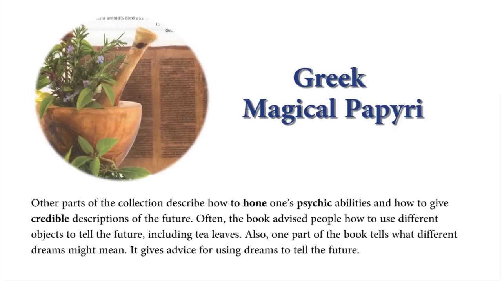Other parts of the collection describe how to hone one's psychic abilities and how to give credible descriptions of the future. Often, the book advised people how to use different objects to tell the future, including tea leaves. Also, one part of the book tells what different dreams might mean. It gives advice for using dreams to tell the future.